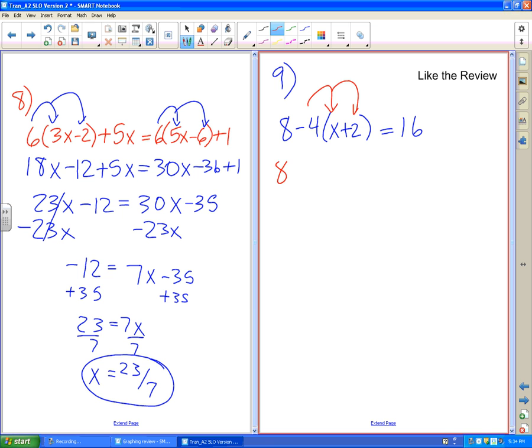Distribute in the -4. Combine like terms. So this 8 and -8 cancel.